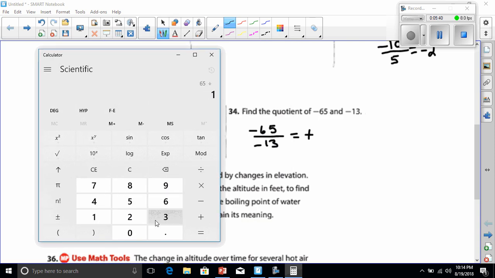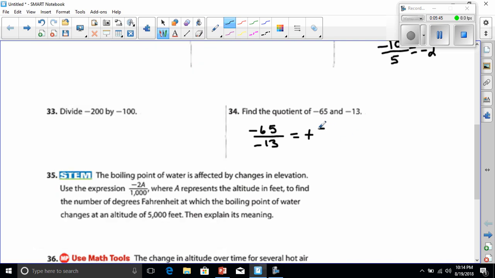65 divided by 13 gives us 5. So our answer is positive 5. For those that want to do it the hard way, here's 65, dividing it by 13. How many times does 13 go into 65? 5 times. 3 times 5 is 15. We have to put 1 up here. And now, 5 times 1 is 5, plus 1 is 6. So as you can see, it fits in there perfectly.